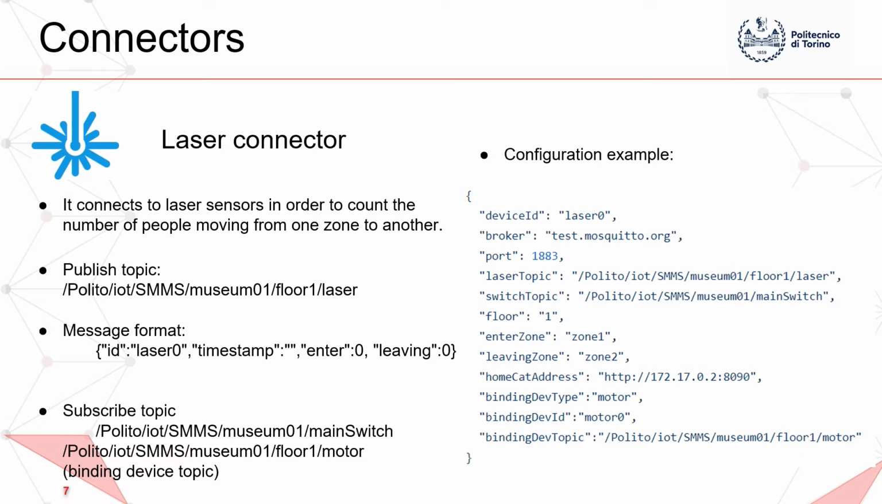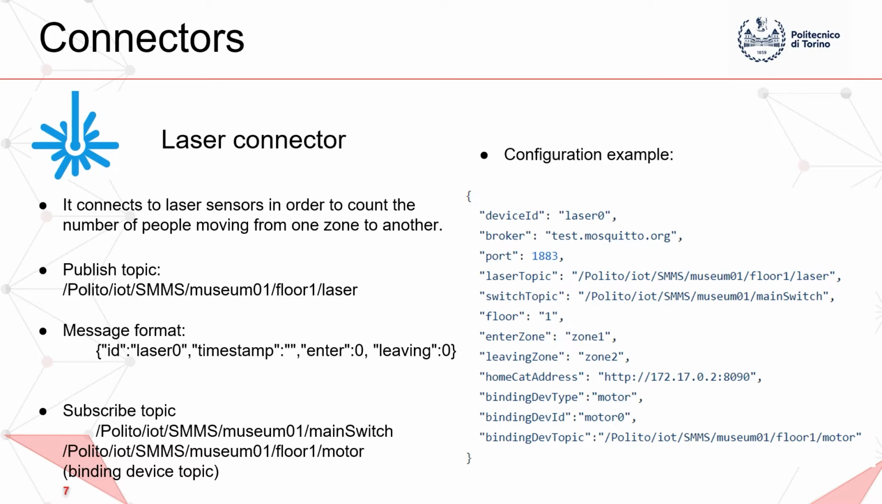It connects to laser sensors in order to count the number of people moving from one zone to another. As you can see, the laser connector will be assigned with an enter zone and a leaving zone in configuration file. When it is working, it will publish message telling number of people enter its enter zone or leave its leaving zone every 10 seconds.